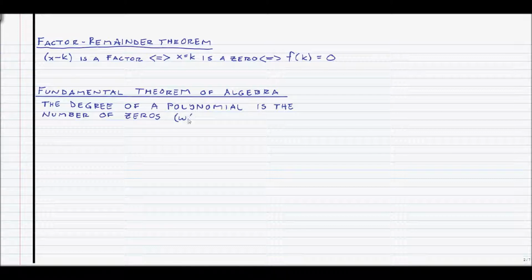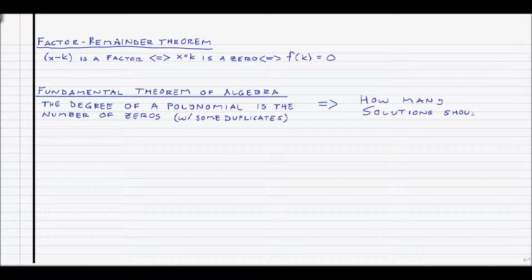And of course we said last time that we could have some duplicates when this happens. There's always a possibility where we have to count a zero twice. Not a big deal, but just something in there. So basically the fundamental theorem is a way to tell us how many solutions we should expect. How many zeros or solutions should I get? It's a way to check your completeness. It doesn't tell you how to find them. We're stuck with the factor remainder theorem in order to find them, but it tells us how many we should get and allows us to tell if we actually have all of them.